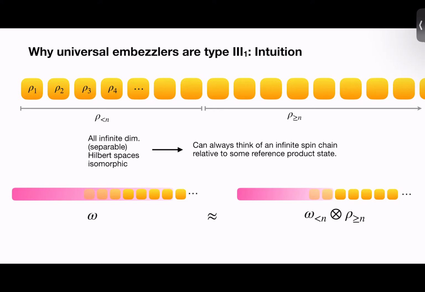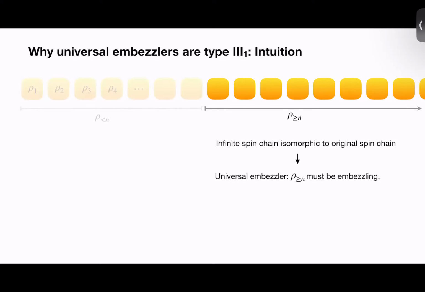Okay. Now suppose that this infinite spin chain is a universal embezzler, meaning that any state is an embezzled state. Then, since this is infinite, it turns out that the spin chain, if you only start at the n-th spin, is still isomorphic to the original spin chain. And that means that this state, when you only look at the spins with number larger than n, must be embezzling itself, because we assume that the whole thing is universal.